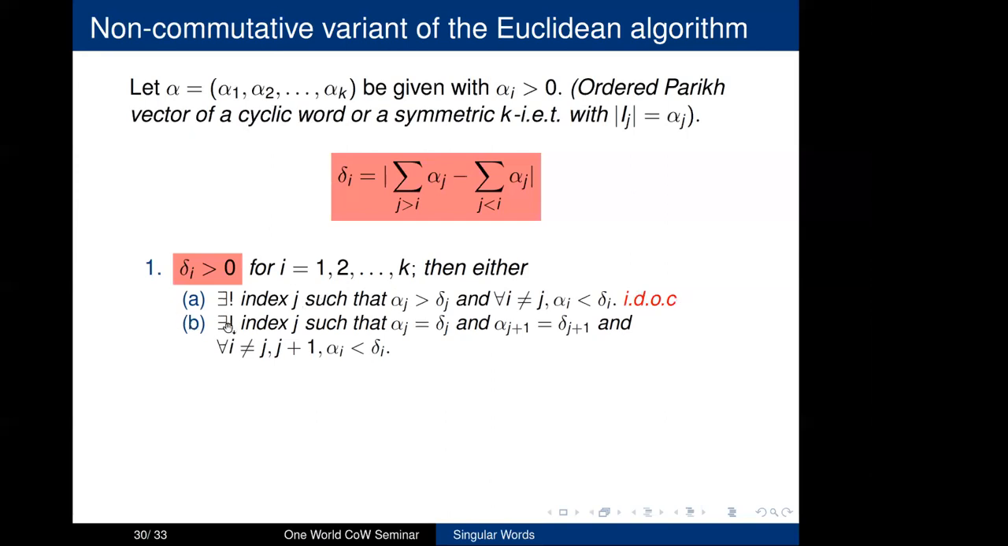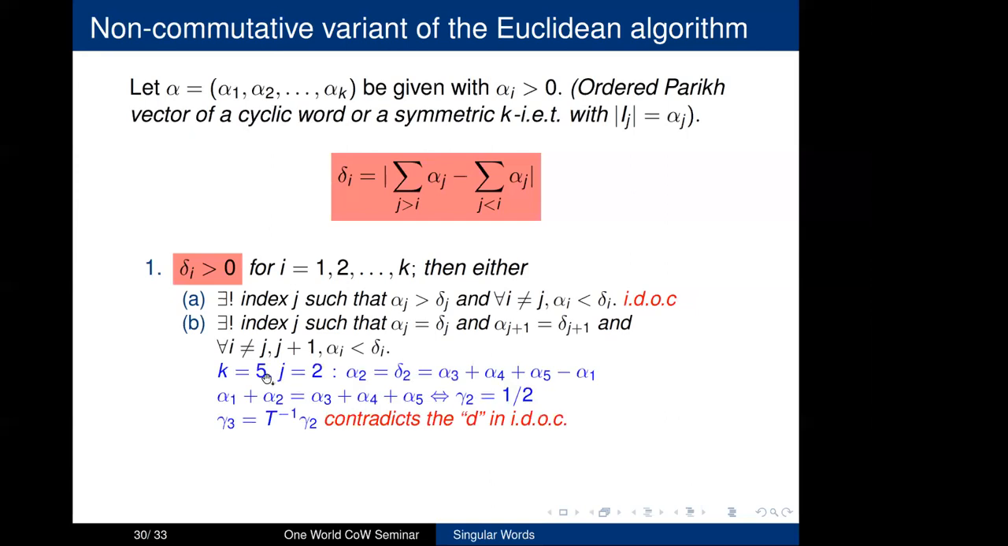The second condition is that there is a unique index j such that alpha j and alpha j plus 1 are equal to their respective deltas, okay? And for all other indices it is strictly less than. So let me give you an example of what happens here in case B. Let's take k equals 5 and j equals 2. So we're saying that alpha 2 is equal to delta 2. So what is delta 2? Well, it's alpha 3 plus alpha 4 plus alpha 5 minus alpha 1.